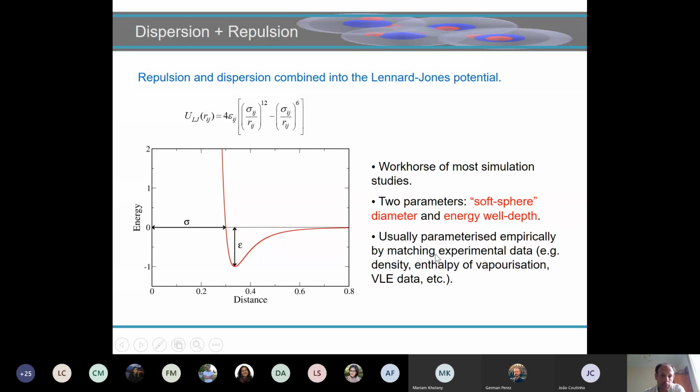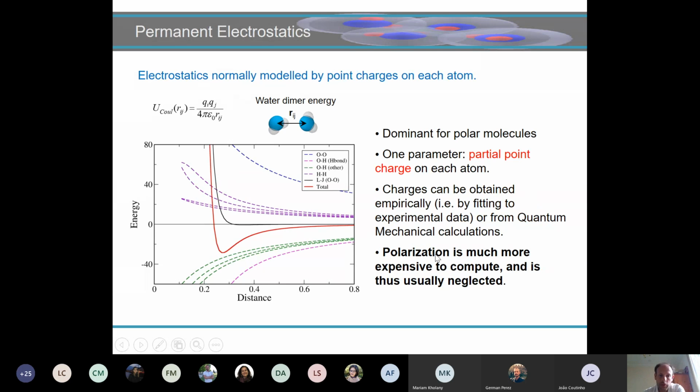The electrostatics, as I said, is modeled through point charges, Q. Okay, this is just Coulomb's law. And this graph shows an example of how important these can be. So the black line here is the Lennard-Jones potential between two oxygen atoms in water. Okay. And then all these terms in dashed lines are the individual contributions of electrostatic interactions. So oxygen-oxygen, oxygen-hydrogen, hydrogen-hydrogen, etc. And if you add everything together, you get this red line, which is the total interaction between a hydrogen-bonded dimer. Okay? So you see that the energy is in the vicinity of -30 kilojoules per mole.